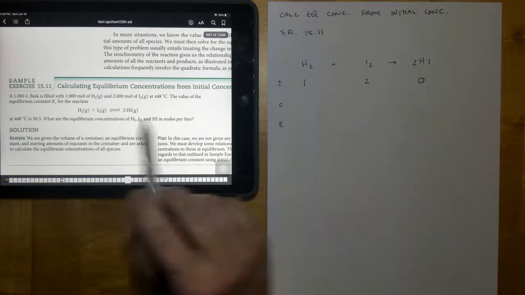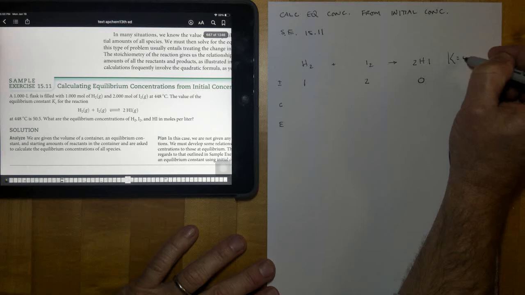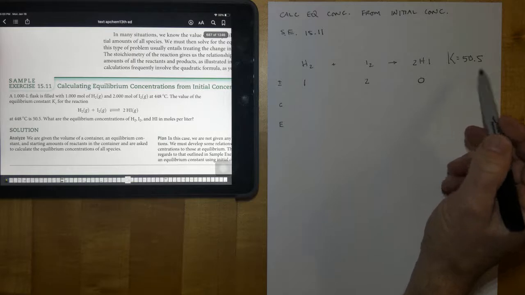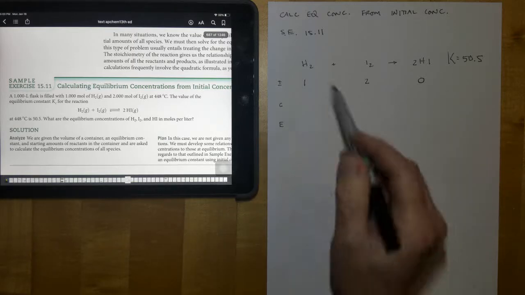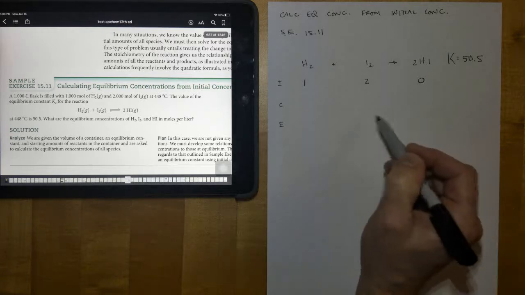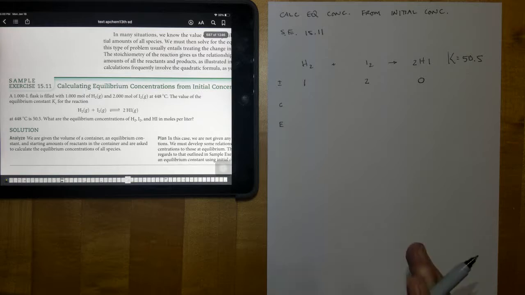And then the other piece that we're given is the K sub C for the reaction, so K is equal to 50.5. So we know what products divided by reactants to the power of the coefficients will equal at equilibrium. Now we're not given any other information. In past problems we're told, like, the equilibrium concentration of one of these things and then we can figure them out. But here we're not told any of those.